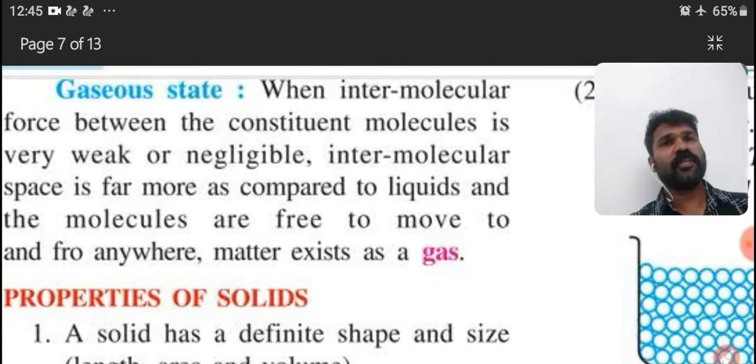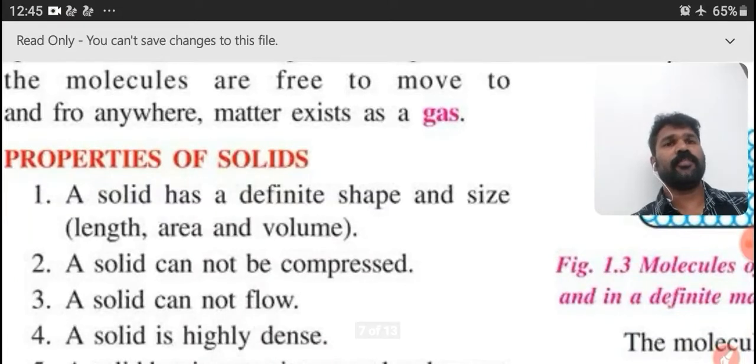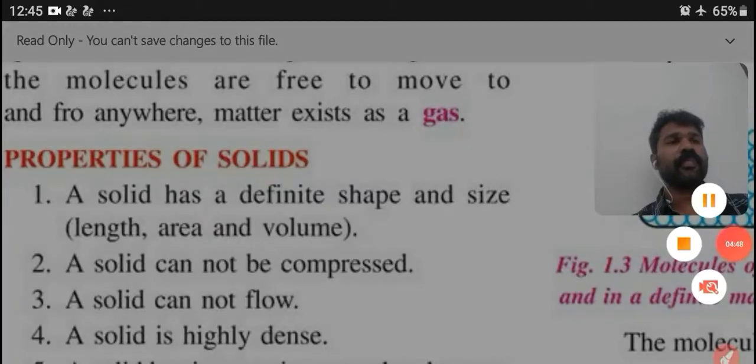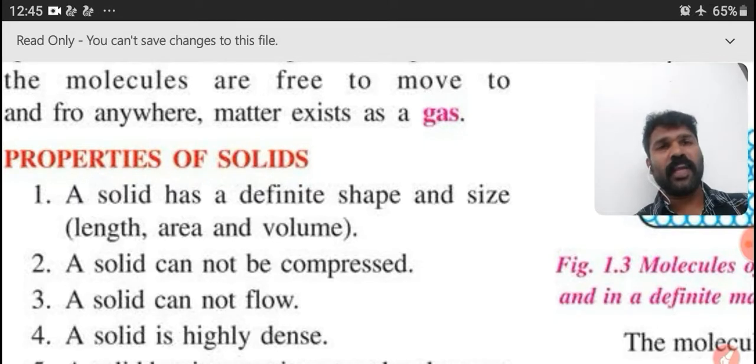Okay, we have discussed solid, liquid and gas. Why does matter have these three states? Understood, students? Now we are going to discuss the properties of solids. A solid has a definite shape and a size. A solid has a particular length, area and volume.